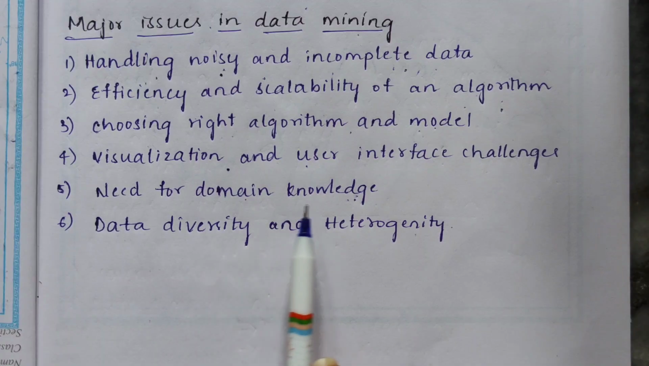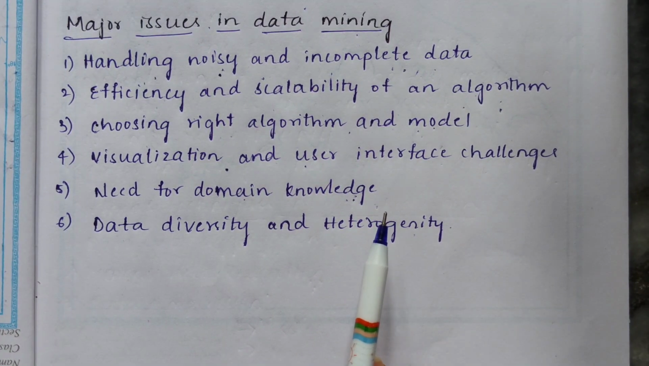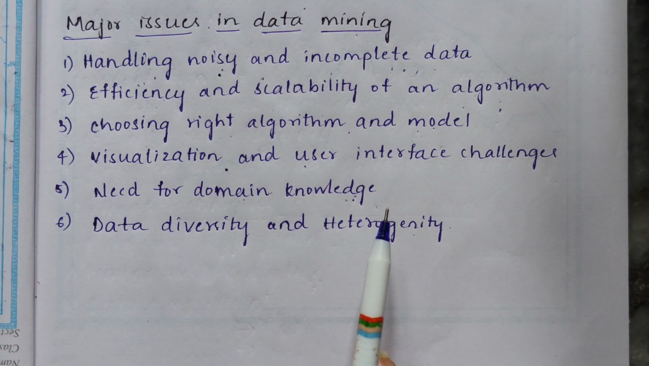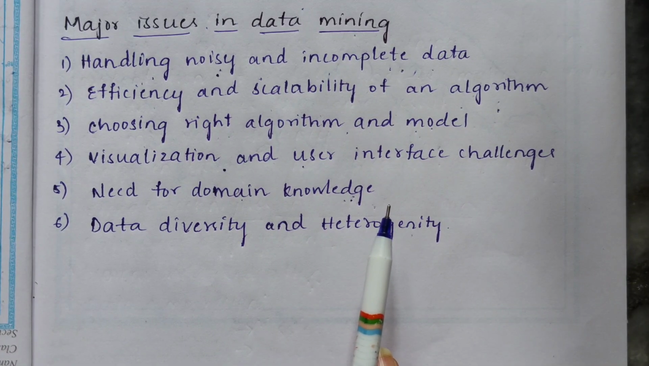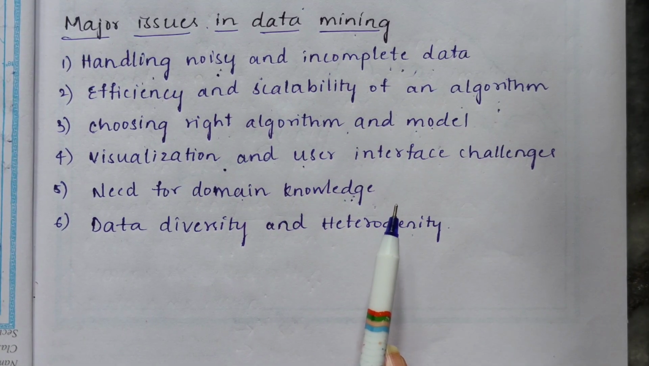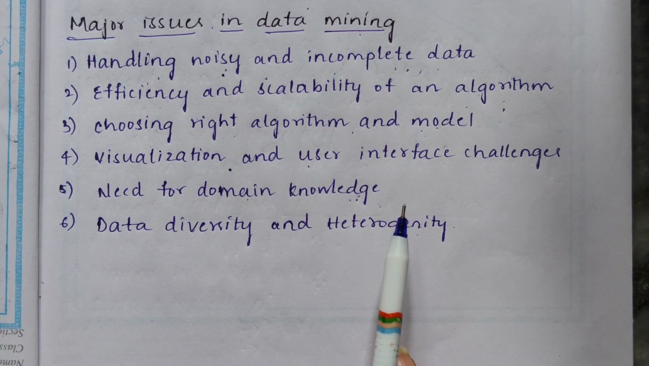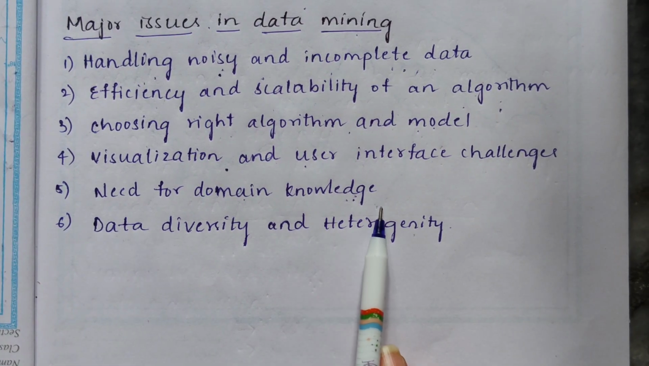And the fifth one is the need for domain knowledge. We will obtain results after data mining, right? And that result will not be meaningful unless we know from which domain or from which business that data set is obtained. Which means without domain knowledge, the patterns may be interpreted incorrectly. That is the fifth issue in data mining.